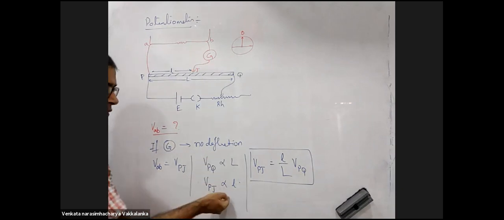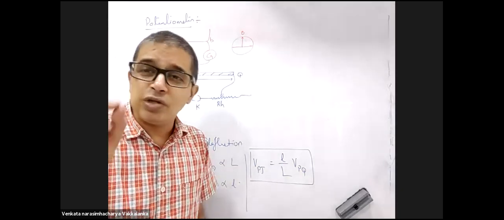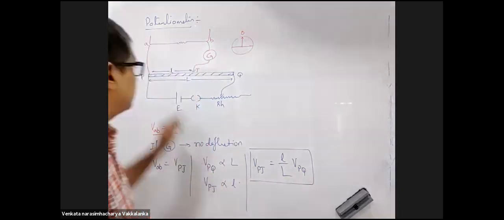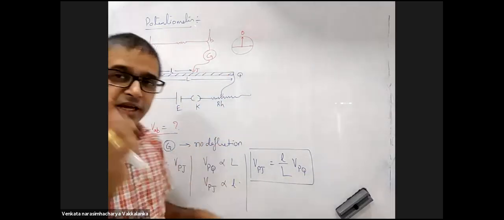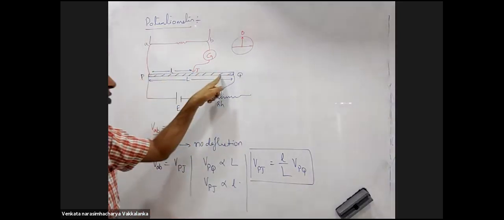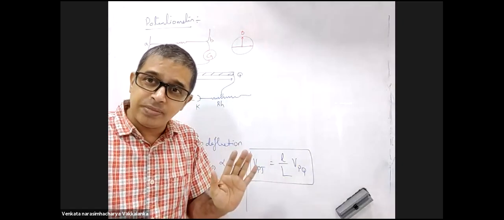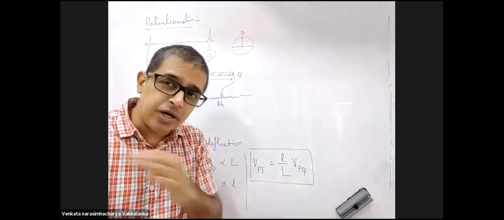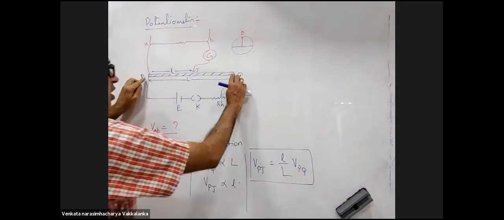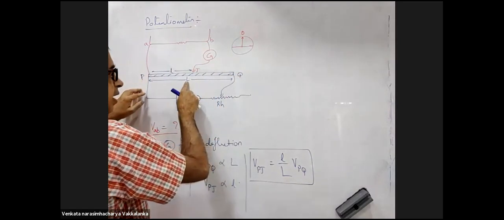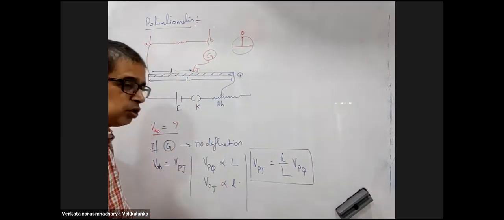When I divide the two equations, how did you tell me it is directly proportional to the length? Because V equals IR. Current is the same in both. The resistivity of the whole of this wire is the same. The area of cross section of the whole of the wire is the same. So potential is dependent only on length. So the potential difference across PQ is directly proportional to the length, and the potential difference across PJ is directly proportional to the length.